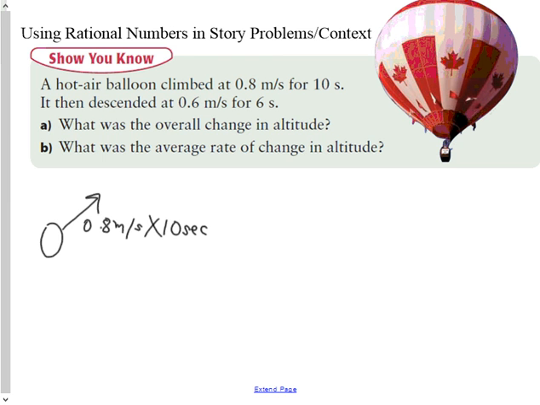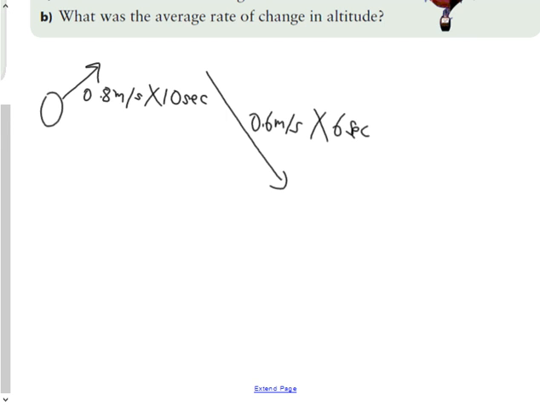So from here, it's going to go down 0.6 meters per second, multiplied by the 6 seconds it goes down by. So if I can get my head around what it looks like as a story problem, I'm going to be much more able to figure out what its overall change in altitude is. So what we're really doing here is we're going to create a BEDMAS question, an order of operations.